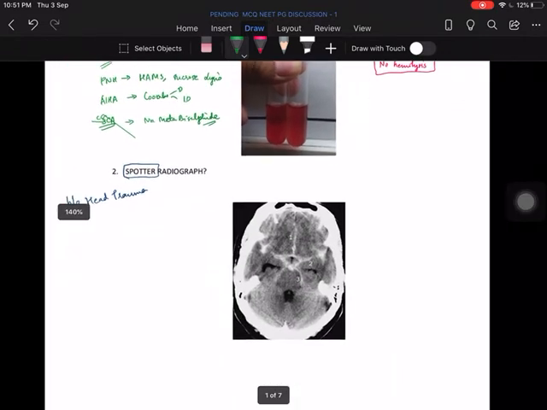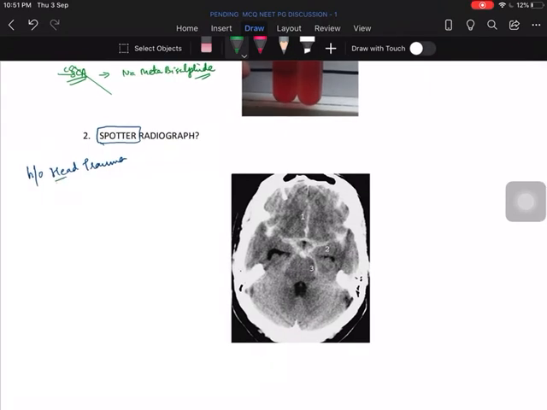Next question is a spotted radiograph. There is history of head injury. This is the picture of a non-contrast CT scan. What you see is, in the first point, there are hyperdensities here.